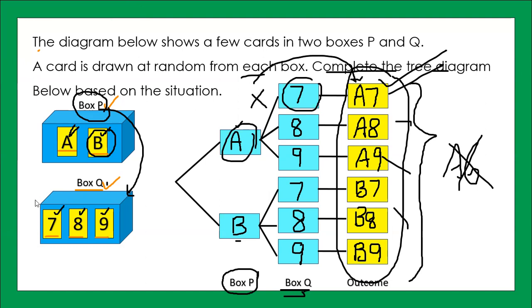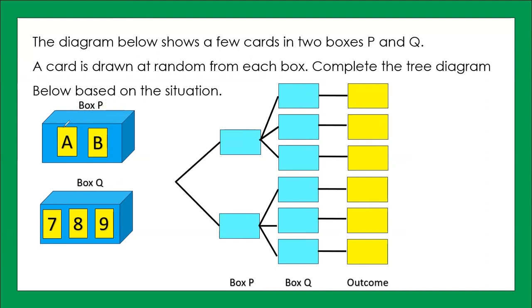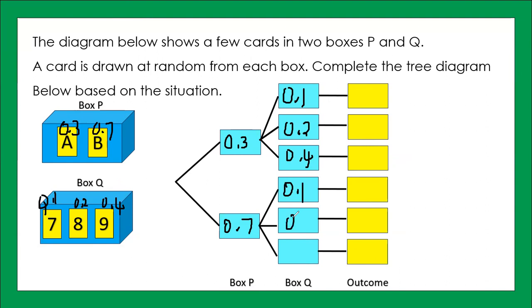Let's say I change this question. I clear all, and I say the probability of A is 0.3. I'm giving you some numbers here. And this is 0.7. So you're going to write here 0.3, right? And this is 0.7. And for this one, I put the probability 0.1, 0.2, 0.4. So this is 0.1 again, 0.2, 0.4. Are you following? So instead of the A, B, and the 7, 8, 9, I'm giving you probabilities. Because probabilities are numbers more than 0, less than 1. All of these are more than 0, less than 1.